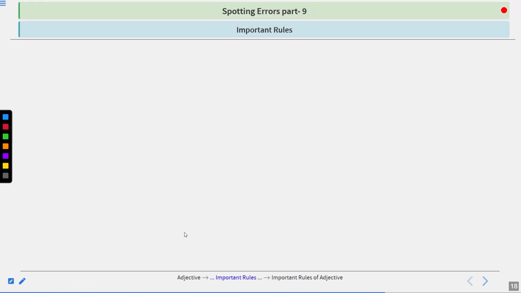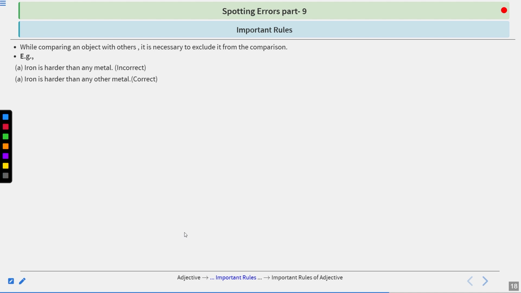I hope you have done it. Important rules. While comparing an object with others, it is necessary to exclude it from the comparison. Example: "Iron is harder than any metal," which is incorrect, because iron is one of the metals. "Iron is harder than any other metal," which is correct. So we have excluded the subject iron from the metals. Only then can we compare.